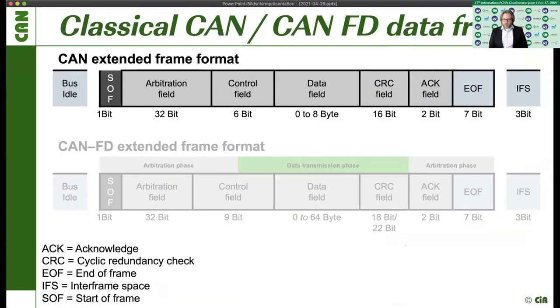Then I said we have the J1939-21 standard, which defines basically that we use classical CAN. And just recently, a few years ago, I can't remember the dates right now, we have the J1939-22 specification, which makes the definitions on using CAN-FD.